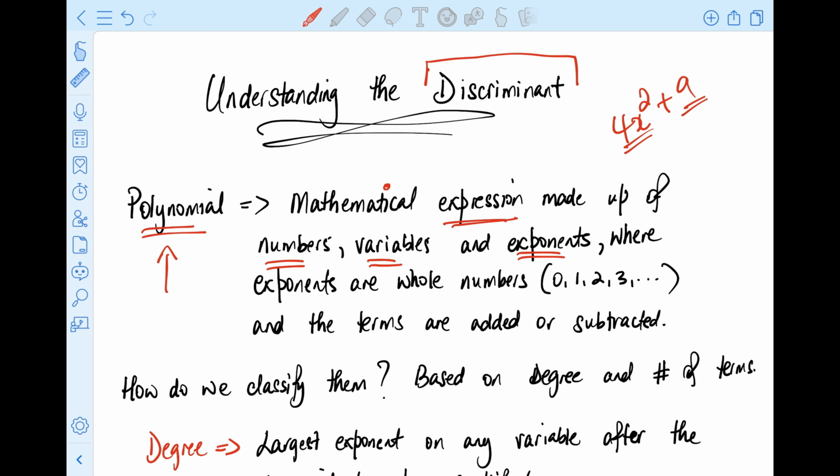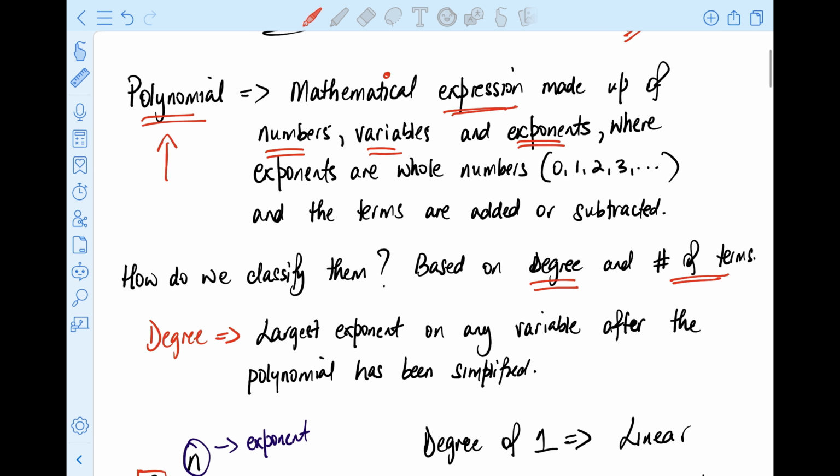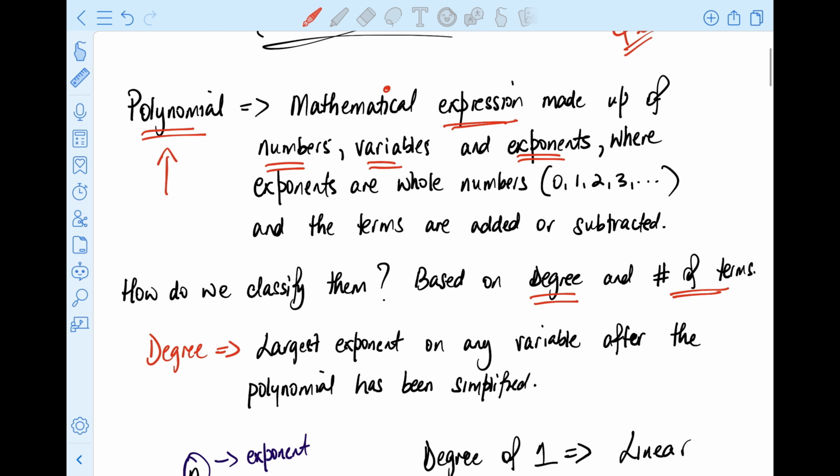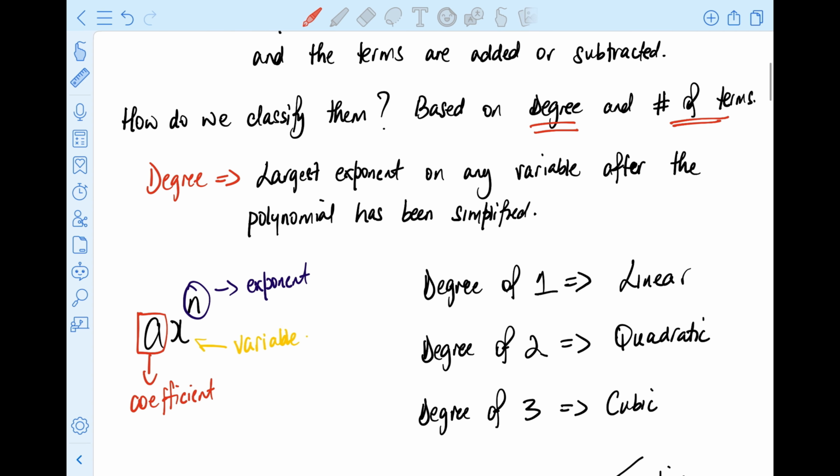Now, more words we're going to talk about. We classify polynomials based on a word called degree and the number of terms, right? So we're going to talk about what a degree is. Well, a degree is the largest exponent on any variable after the polynomial has been simplified, right? So we're going to look at a few examples. I'm just going to go through some of the notes that I have here.